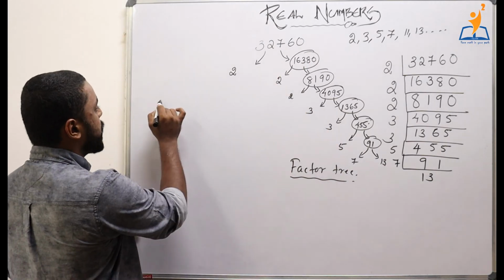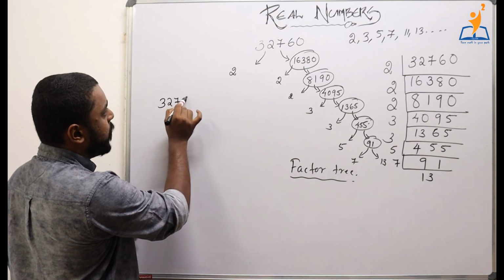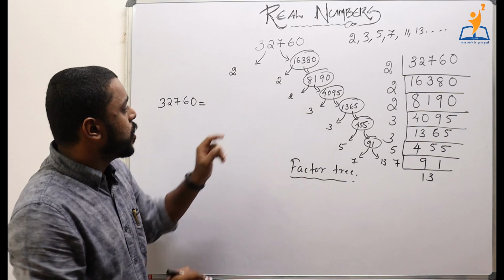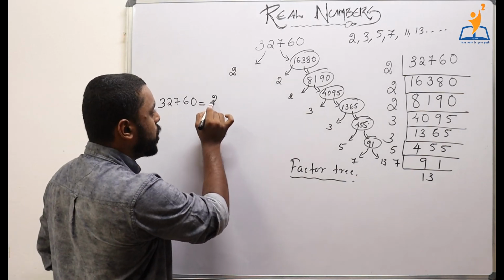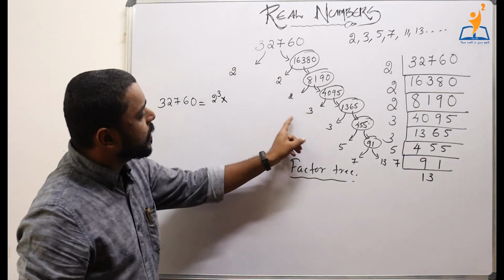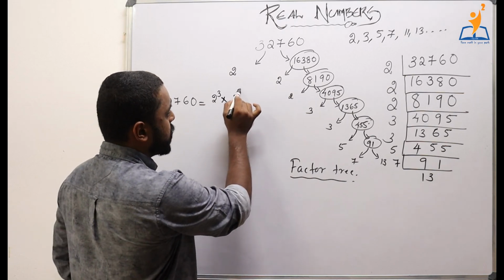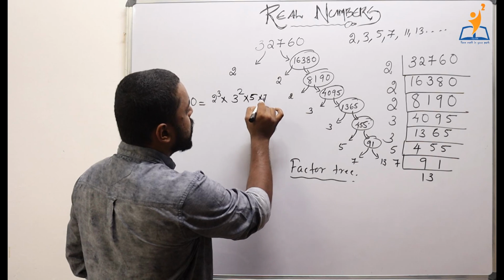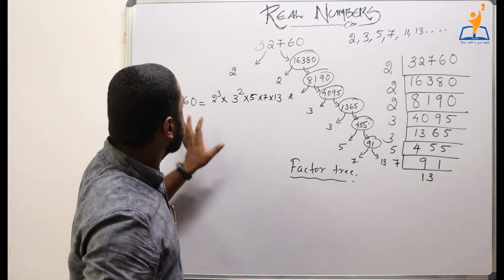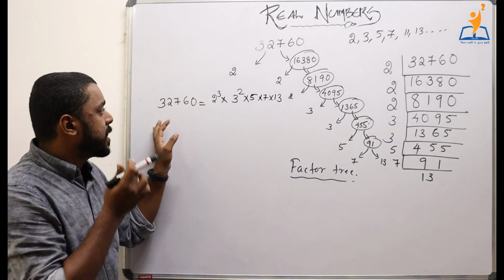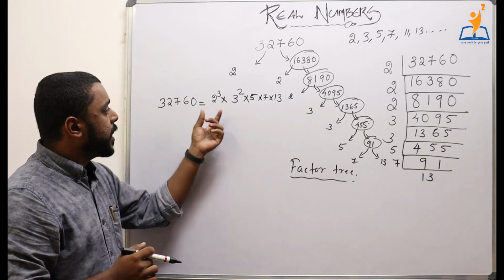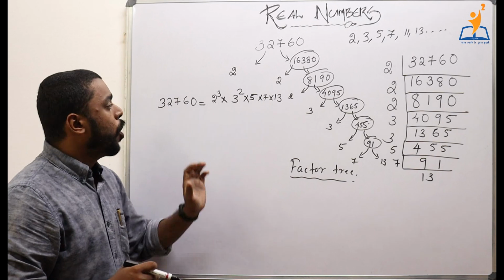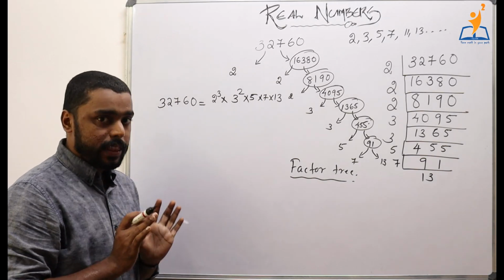Hence we can represent 32,760 like this. How many 2s are there? 3. So 2 into 2 into 2 equals 2 cube, into 3 into 3 equals 3 square, into 5 one time, into 7 into 13. So 32,760 can be expressed as 2 cube into 3 square into 5 into 7 into 13.